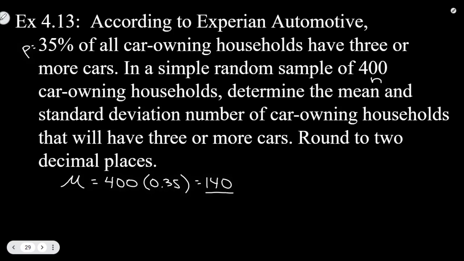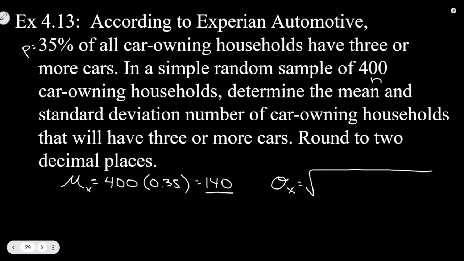So our mean, we don't even have to round it. Our mean of x would be 140. So then to find our standard deviation, we're going to take our standard deviation of x, and it will just be the square root of this, and we're going to plug in our numbers to the formula.